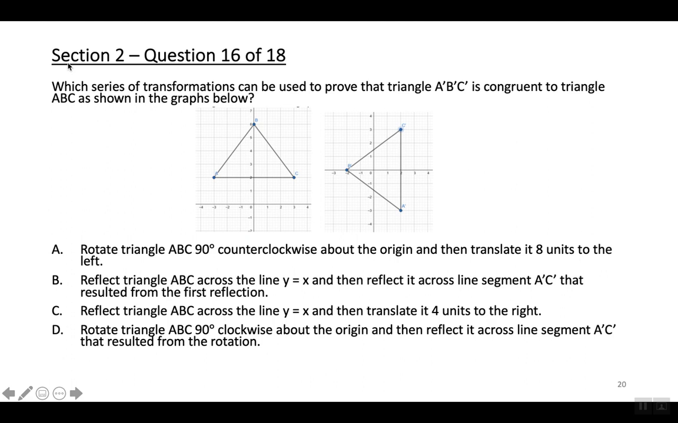Which series of transformations could be used to prove that triangle A prime, B prime, C prime is congruent to triangle ABC as shown in the graphs below? In other words, which one of these will put this triangle on top of this triangle?